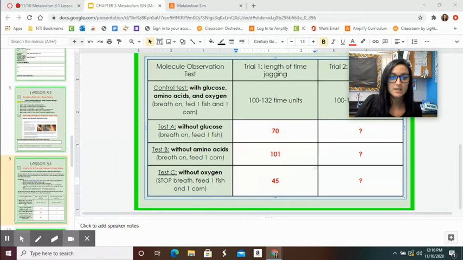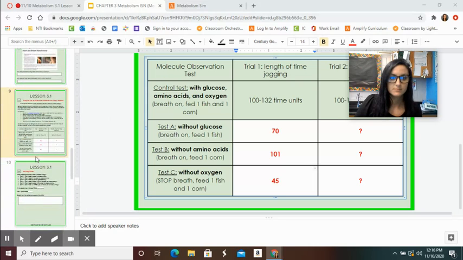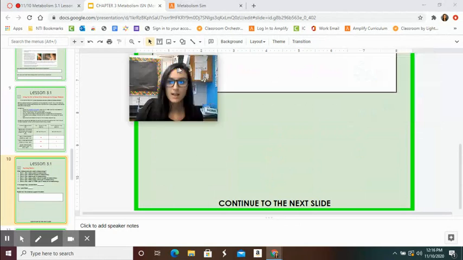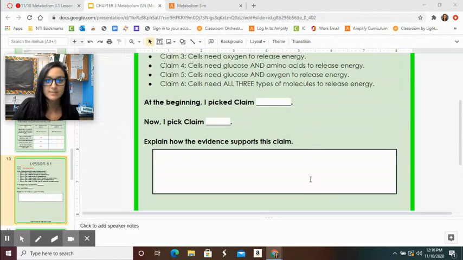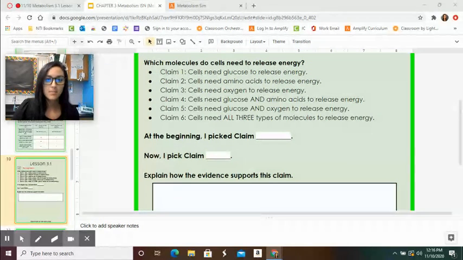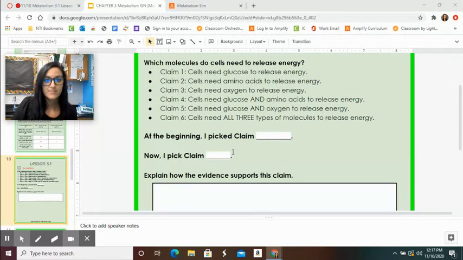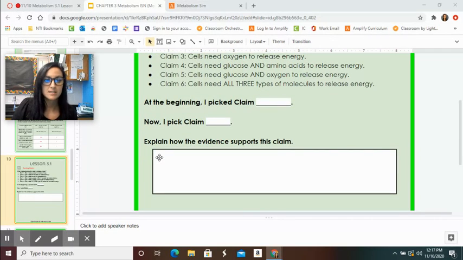And so going to the next page, on the next page, it has you revising your claim. And so based off the test that we just ran, what molecules do you think our cells need to release energy? And I kind of gave it away already, but you're going to talk about which claim you picked in the beginning and which claim you pick now. And if it's the same claim, that's okay. And then you're going to use some evidence to support it. Now I would use evidence from the simulation we just ran. That is where your evidence is coming from.